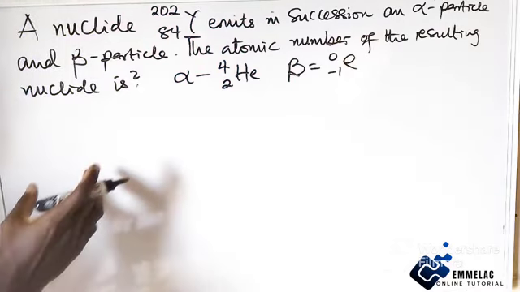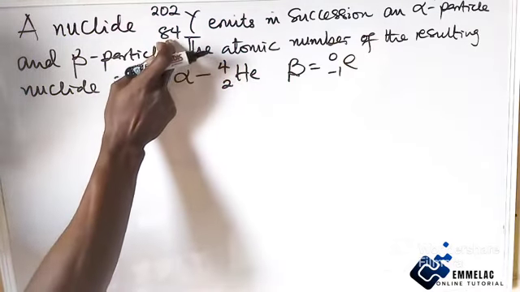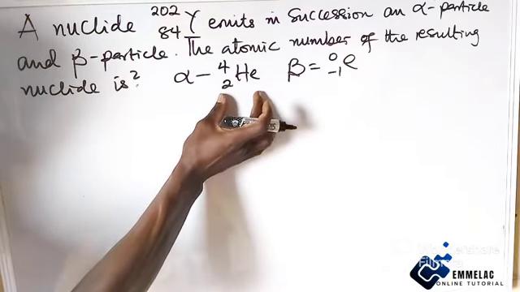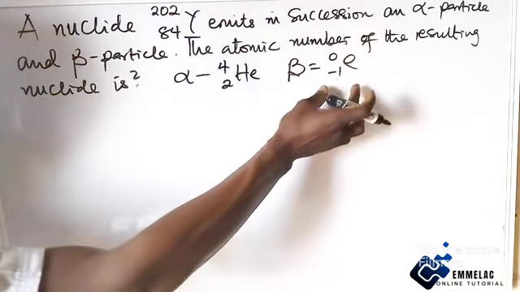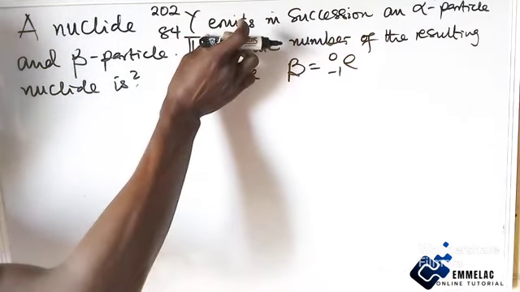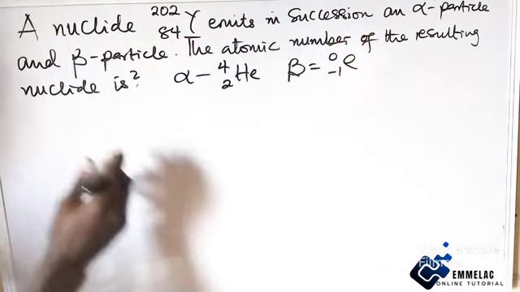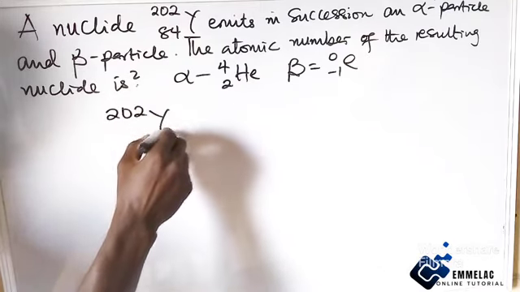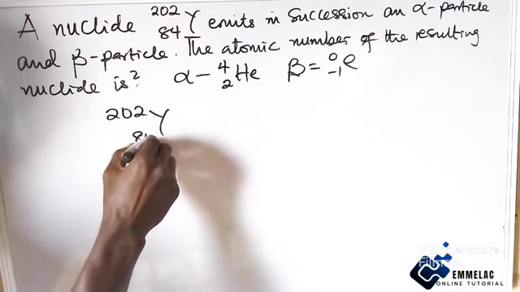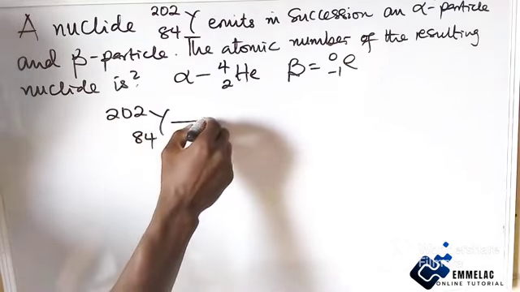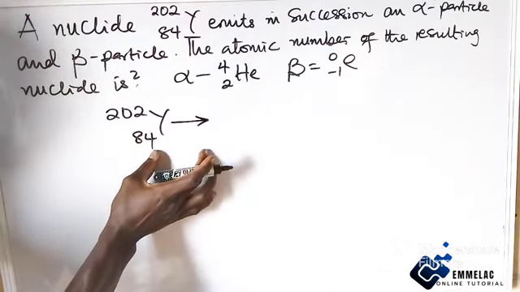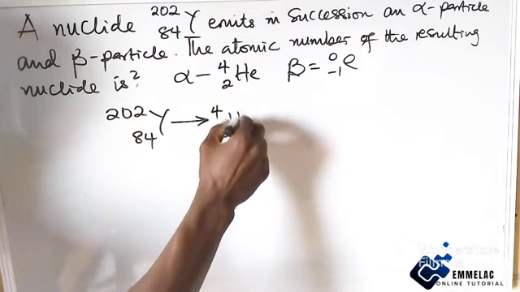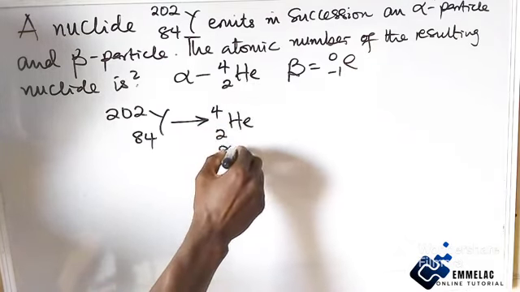So what will be the resulting nuclide if an alpha particle is emitted from this and a beta particle is also emitted from this? Alright, let's get started. Here you have this as the nuclide. Now it disintegrated, giving you the alpha particle, which is the alpha particle here.